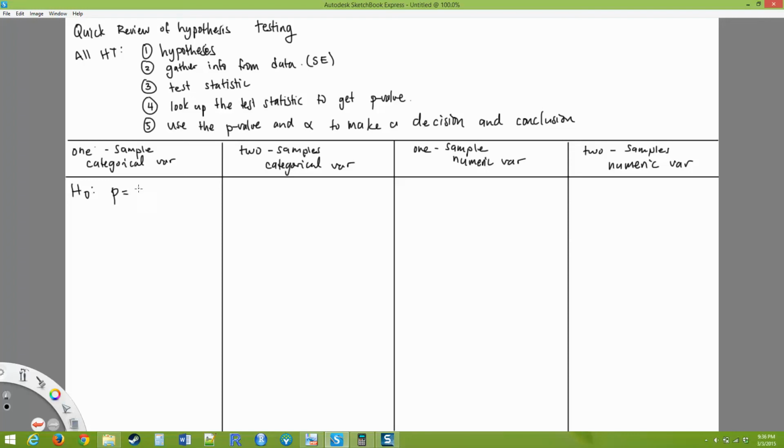All right, our null hypothesis is p is equal to some value. Instead of a box, I'm just going to put in some number, 0.30, but just know that this value depends on the problem. Your alternative hypothesis is p does not equal that, or is greater than that, or is less than that.